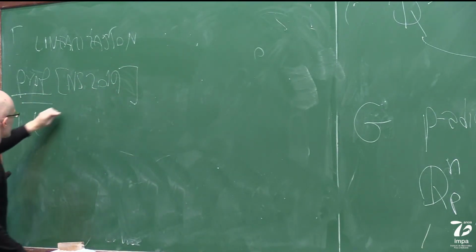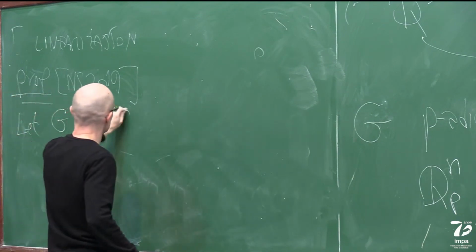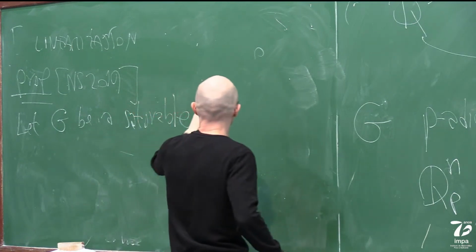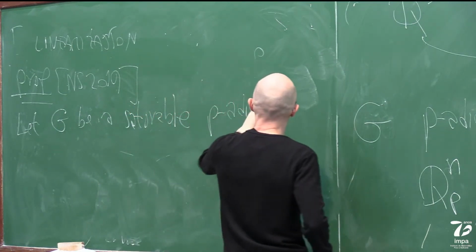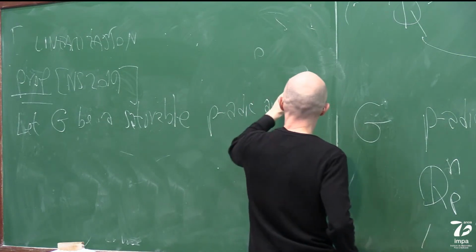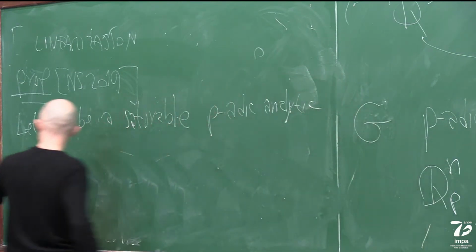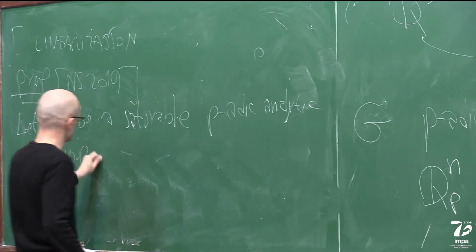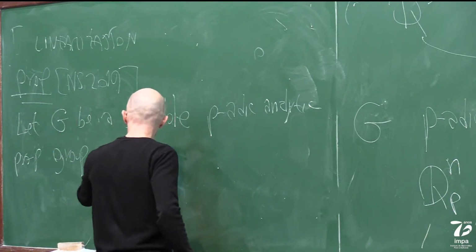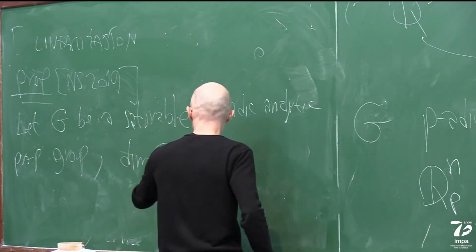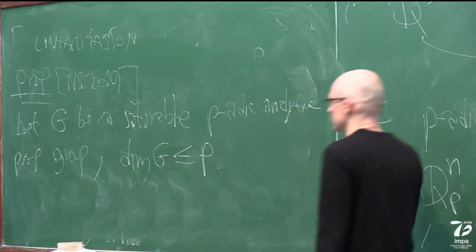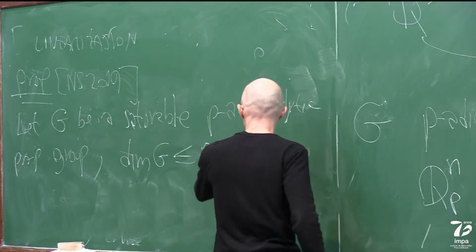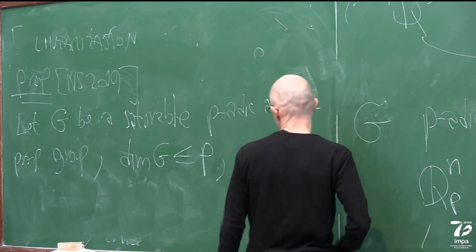Let G be a saturable p-adic analytic pro-P group. Suppose that the dimension of G is less or equal than P. This is in fact a restriction, but we cannot do otherwise. I take K a natural number.